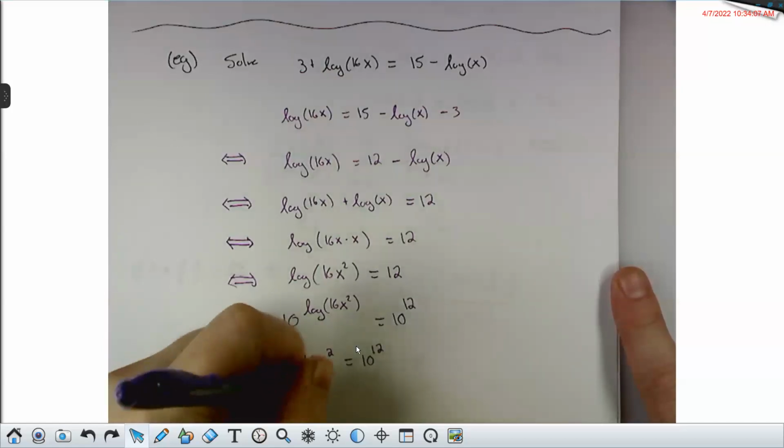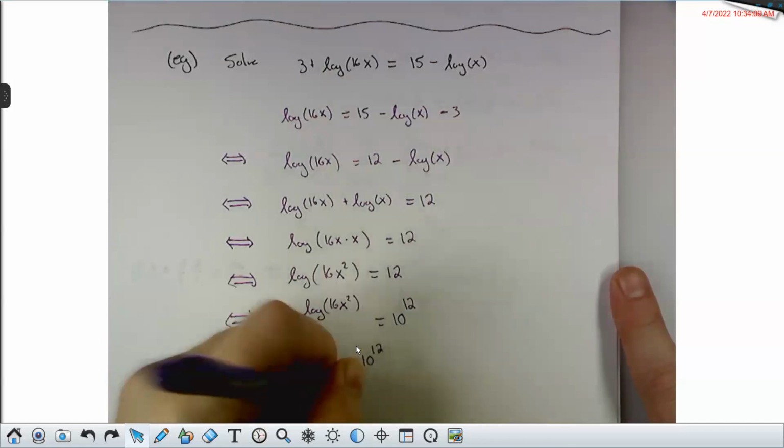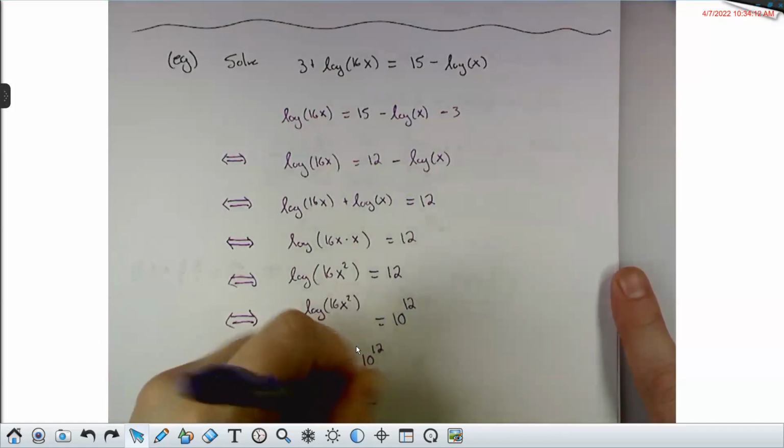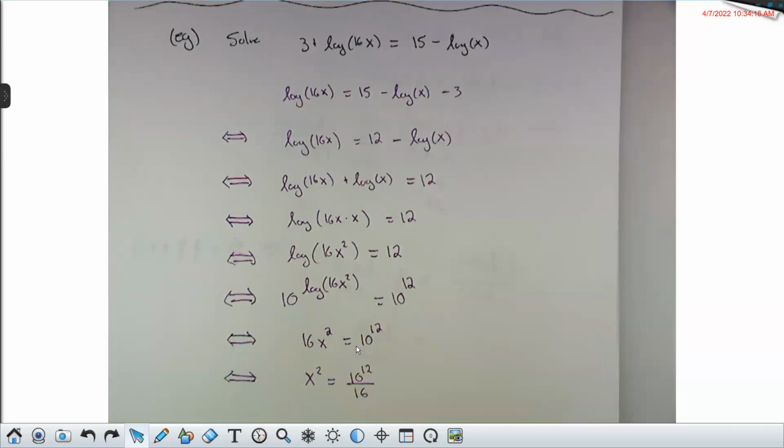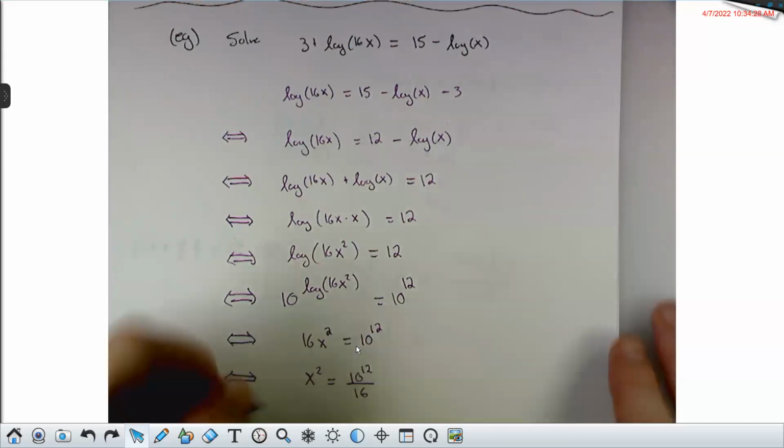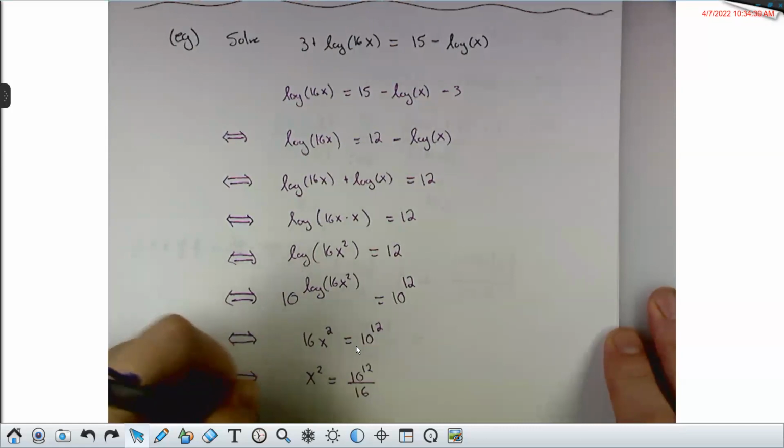From here, I can divide both sides by 16. Still a giant number, right? 10 to the 12 divided by 16 is still too big to write down in its normal decimal form. So we'll just leave it like this. And then I can take the square root on both sides.